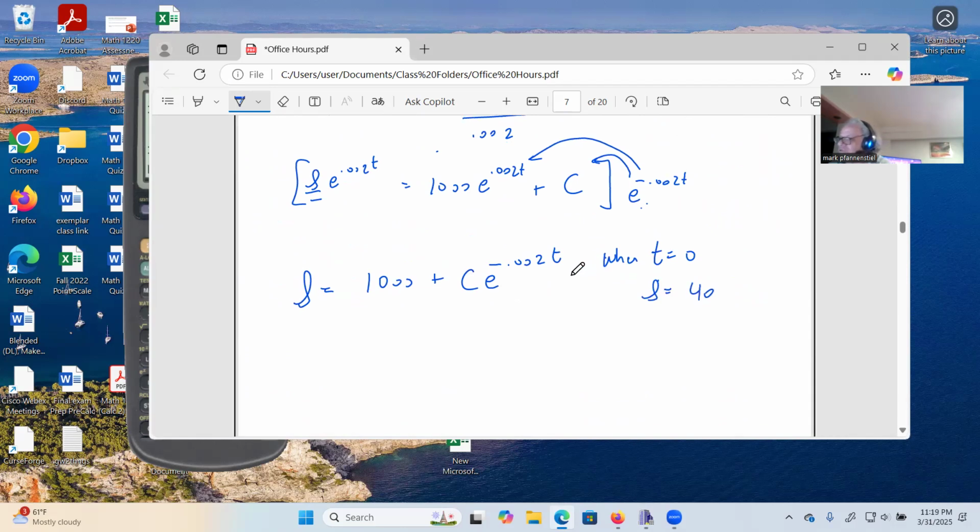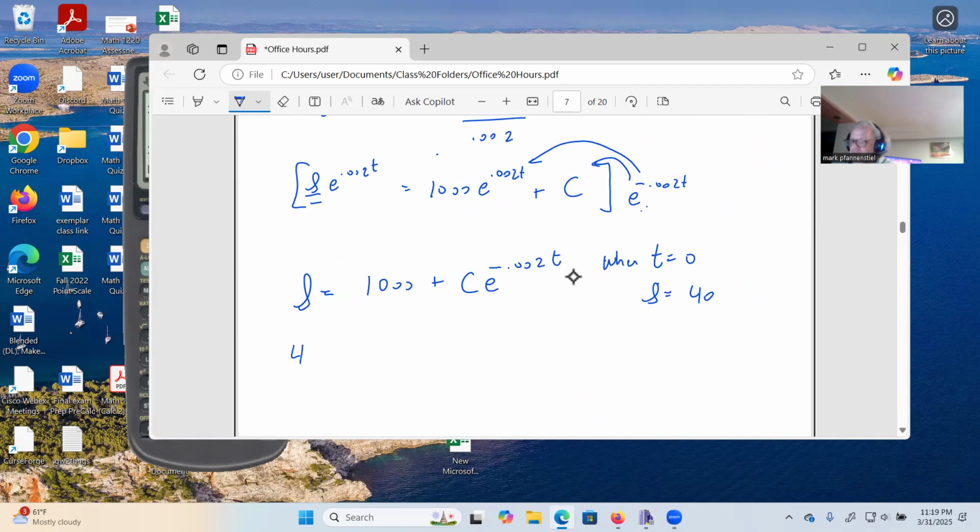All right. And we're just going to go ahead and deal with this. We have 40 equals 1,000 plus c times e to the negative 0.002 times t, where t was 0. So 0 times 0.002 is still 0. e to the 0 is 1.